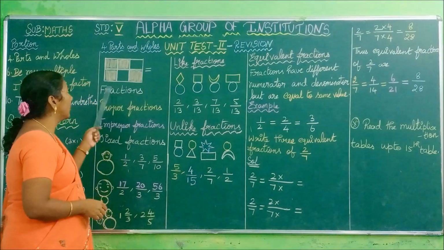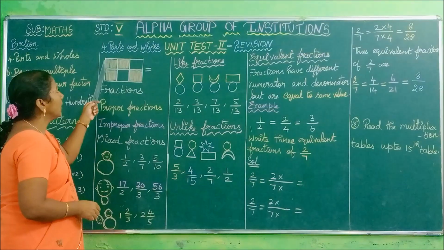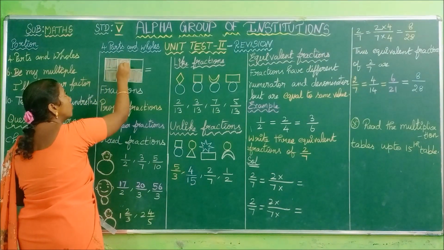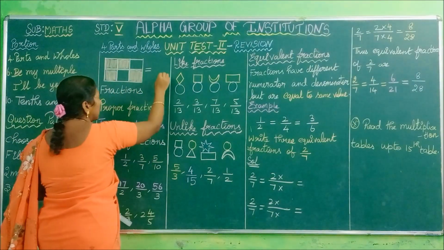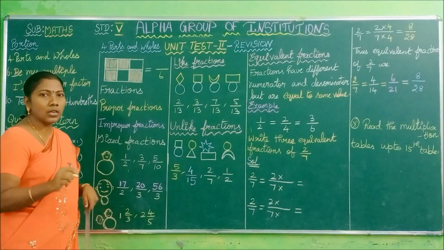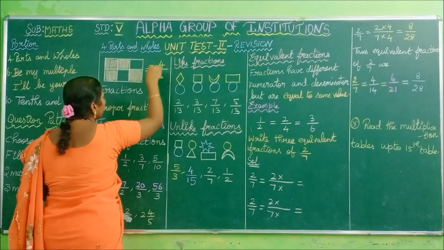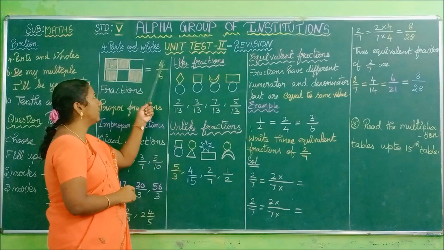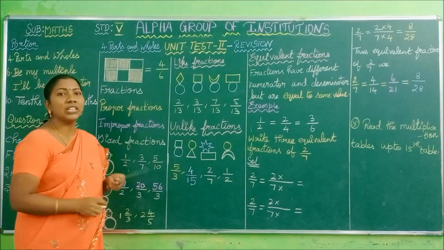See here, children, here we have one shape. That shape is divided into parts. How many parts are there totally? 1, 2, 3, 4, 5, 6. Totally we have 6 parts. Among these 6 parts, how many parts are shaded? 1, 2, 3, 4. 4 parts are shaded. Thus, to represent this situation, we use a number like this, 4 by 6. We call such a number a fraction.